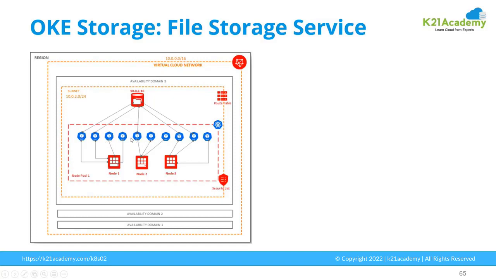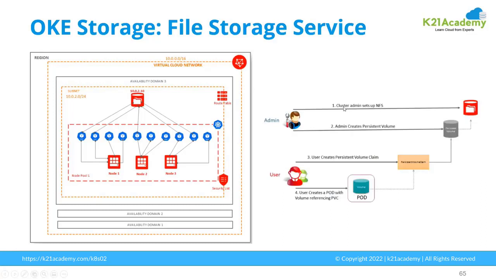And these pods, when they need the storage, you can have a file storage service running on a particular mount on an IP address, and then that file storage service can be mounted on these different host or worker nodes. And then using the persistent volume claims, your pods can then use this storage service, and that can be shared across different pods. So the flow is your cluster admin sets up this NFS and then creates a persistent volume.